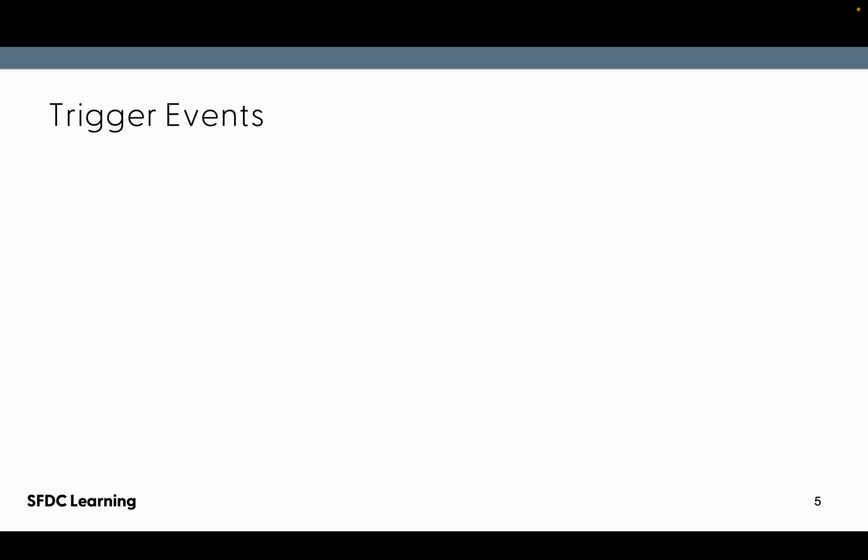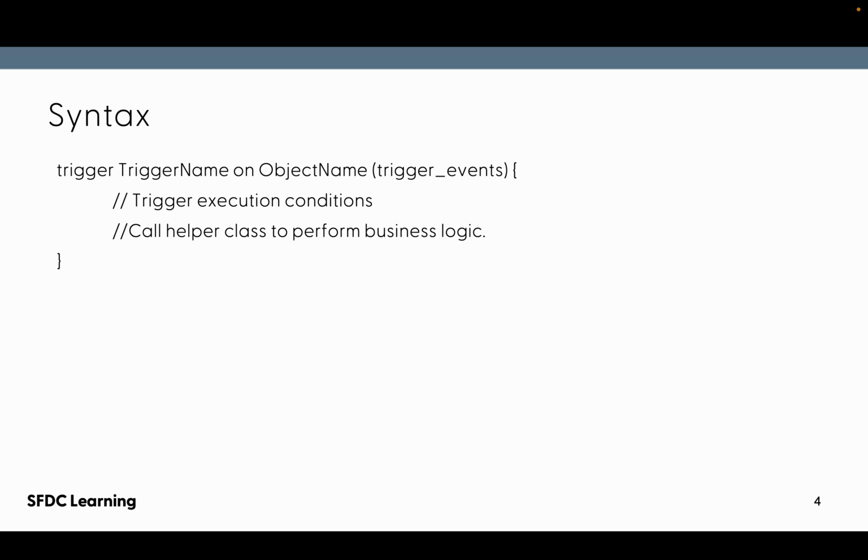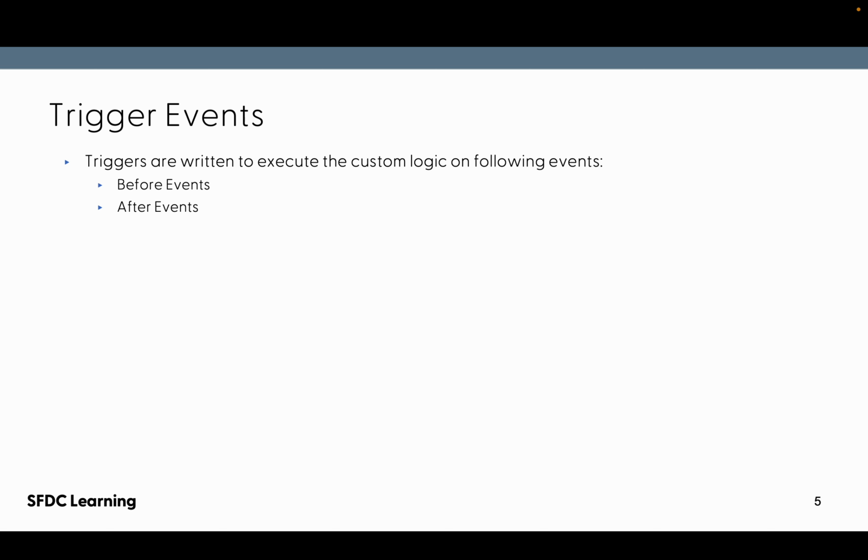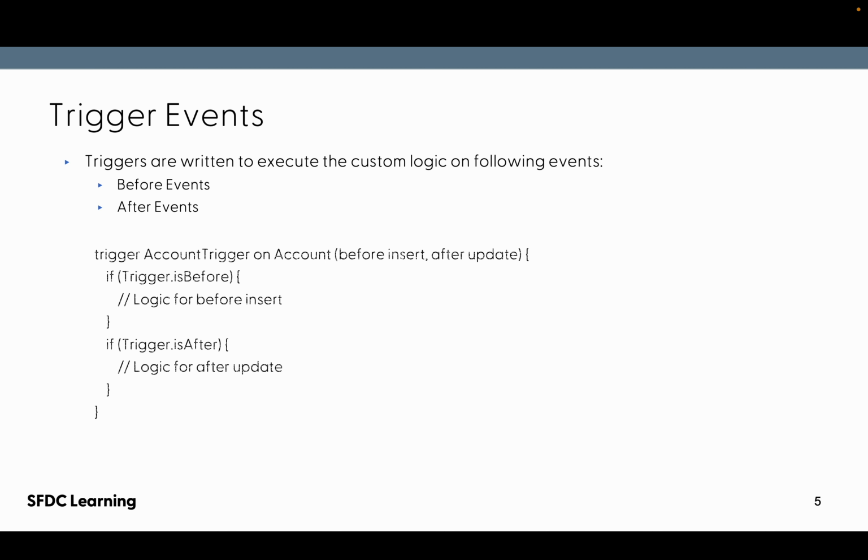Right. Now, what type of events? As we see, the trigger events that we have written. What type of trigger event? So triggers are written to execute the custom logic on the following events. Which events? Before events, after events, right? Before inserting the record, after inserting the record, before updating the record, after updating the record. And here is the syntax as well. So if you want to write before insert or after update, right? If you want to perform something before inserting the record, or if you want to perform something after updating the record, you can write it down and you can separate the block of code as well.